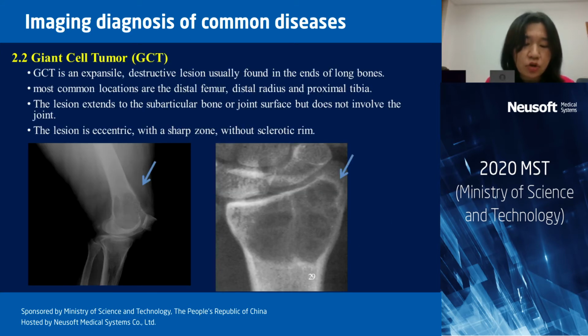Giant cell tumor. Giant cell tumor is an expansive, destructive lesion, usually found at the end of long bones. Most common locations are the distal femur, distal radius, and proximal tibia. The lesion expands to the subarticular bone or joint surface but doesn't involve the joint. The lesion is eccentric with a sharp margin without sclerosis.